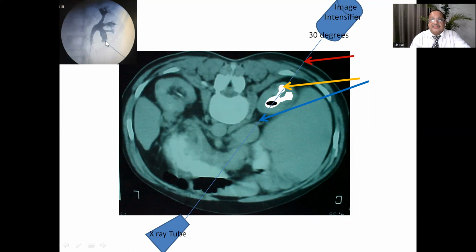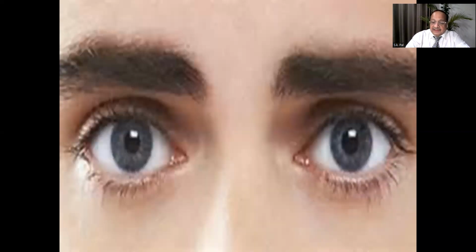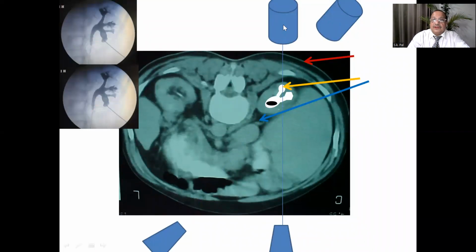Now to see the distance, since we don't have two C-arms, we will have to shift this one eye, or one C-arm, like a second eye. We will have to shift it from 30 degrees to 0 degrees. And now once you shift from 30 to 0 degrees, whatever needle tip comes on this line will be seen as if it has reached the target.